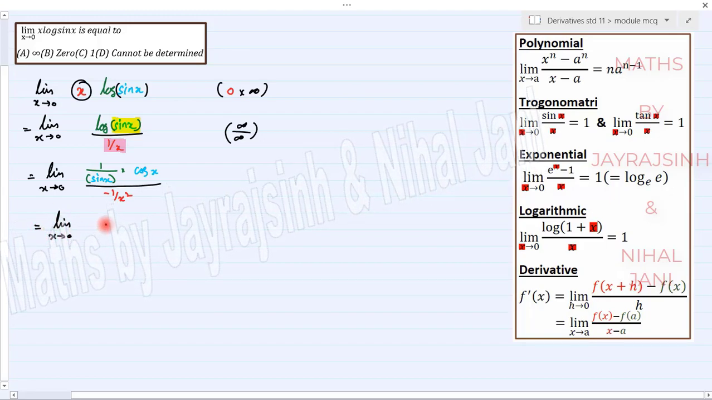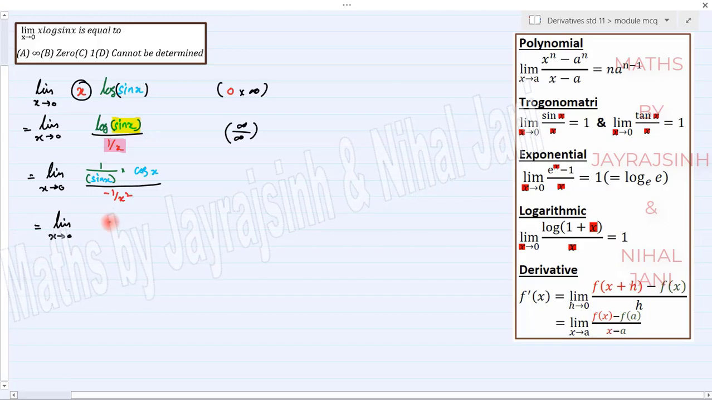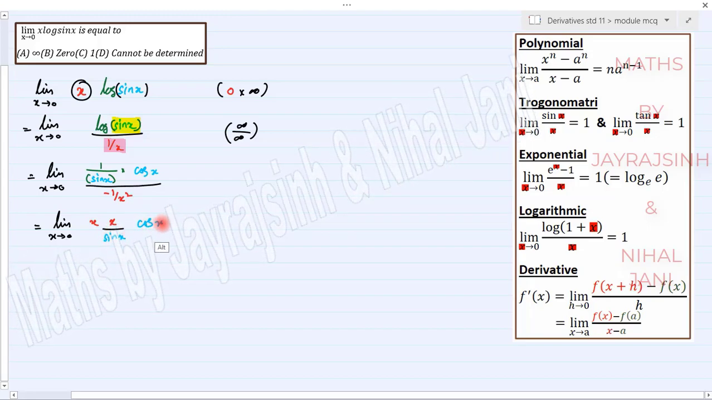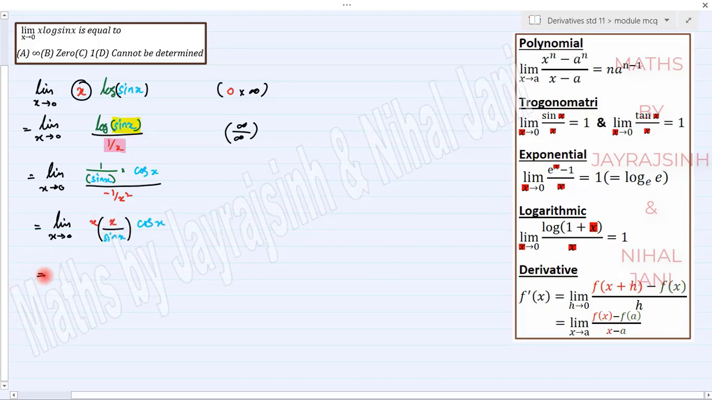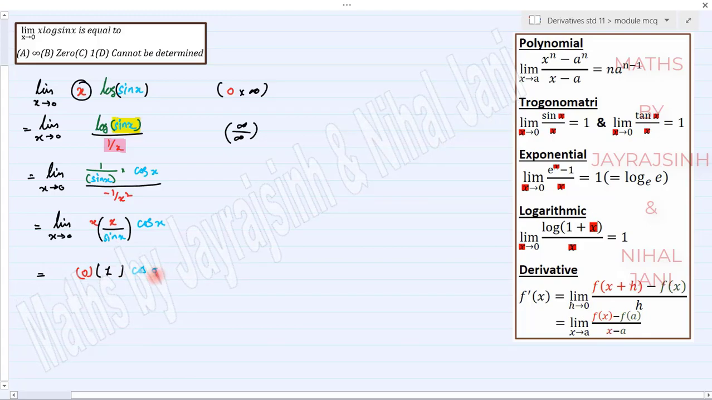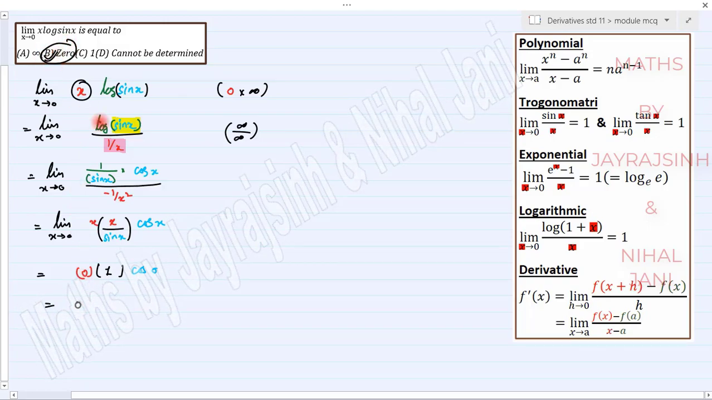Limit x tends to 0. This x square will move into the numerator. Let's say it is x into x, and sin x is in denominator. So here we get sin x upon x, and we are ready to apply the limit. Your x will become 0, sin x by x will be 1, and here we'll get cos 0, which is also 1, but 0 into anything is 0. So option B is your answer.